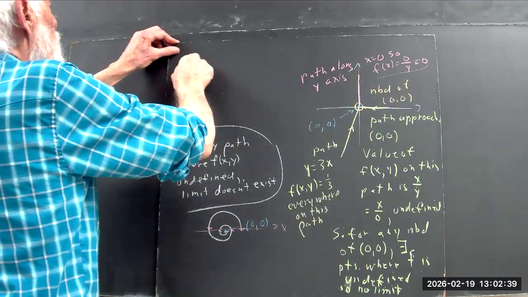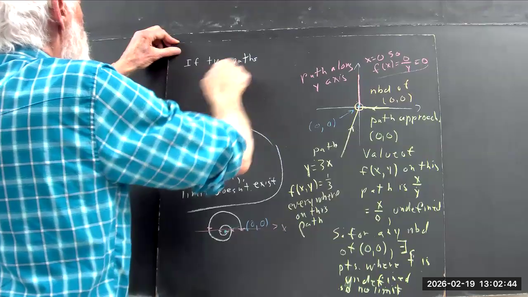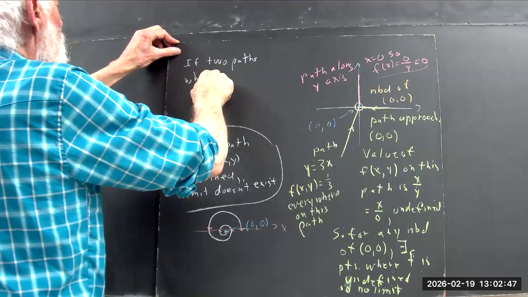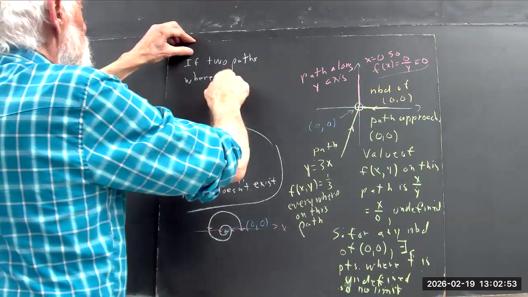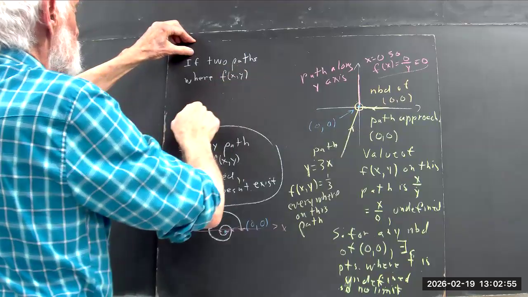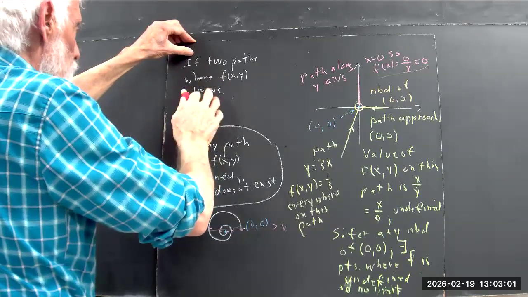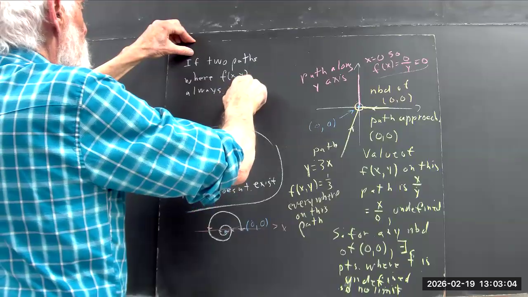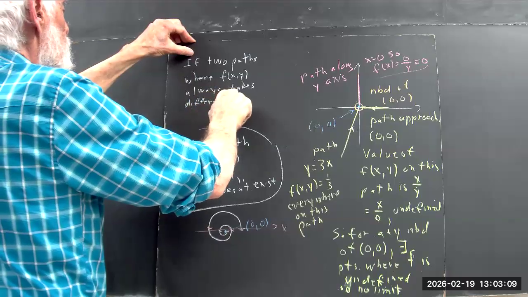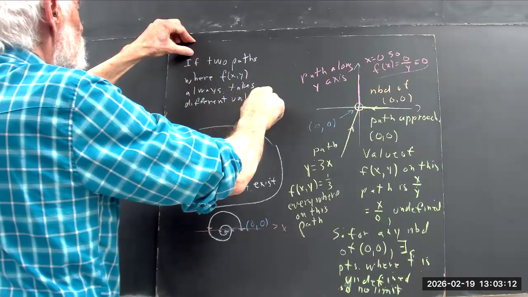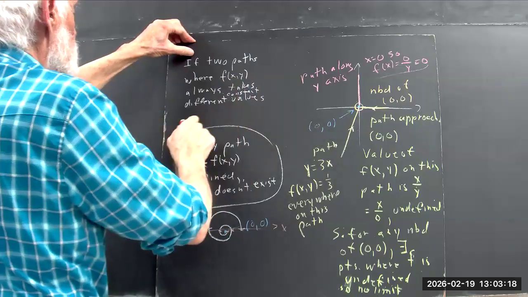Furthermore, this is a little bit vague, but where f of x,y always takes different, I better say constant, probably can't read that, but different constant values.